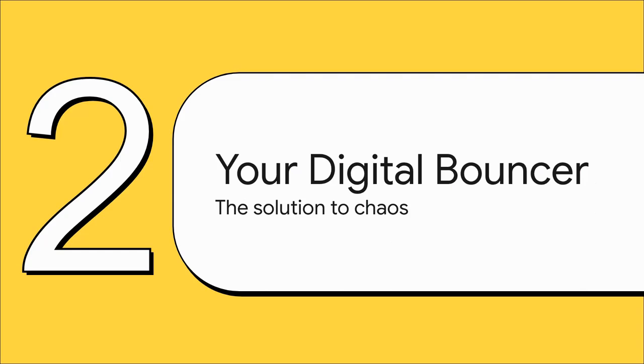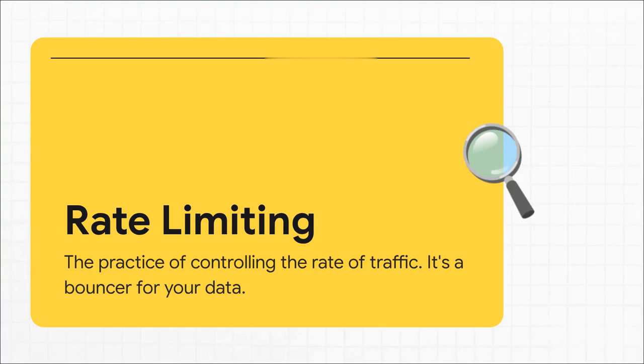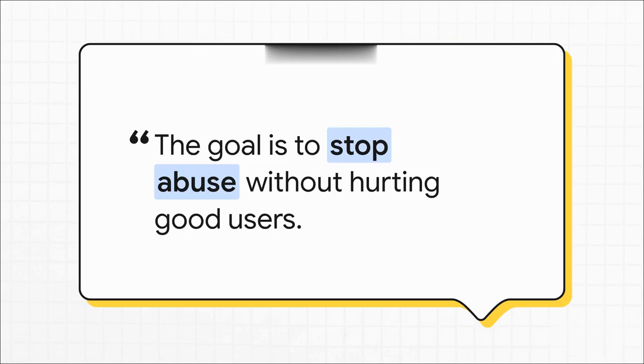So how in the world do you manage this madness? How do you let the good fans in and keep the bad bots out? Well, you hire a bouncer. A digital bouncer, that is. Now, the technical name for this digital bouncer is rate limiting. It's a super important technique used to control how much traffic an application will even listen to within a set amount of time. Basically, it's the rule book that decides who gets in and how many times they're allowed to knock on the door.